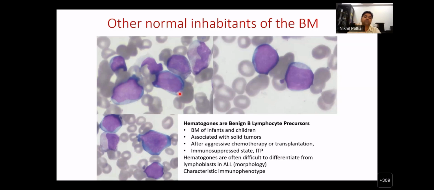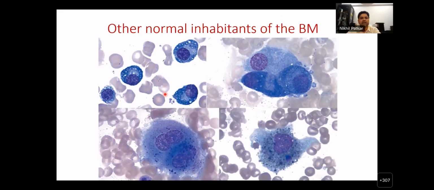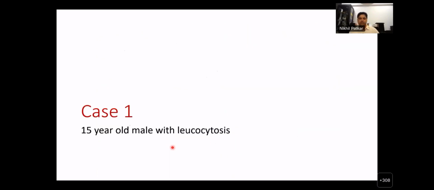If you look at children, the number of hematogones is really very high, and you should be a little bit careful about calling it acute leukemia, because we see 6 or 7 cases every year where somebody has called a normal bone marrow of an infant acute leukemia, whereas it is not. You just need to be aware of these hematogones. You can have lots of other cells like plasma cells, osteoblasts, macrophages and so on. So let's go on to the case discussion.